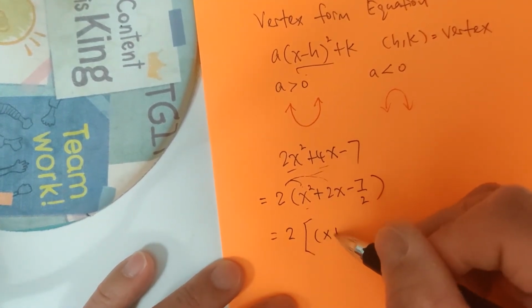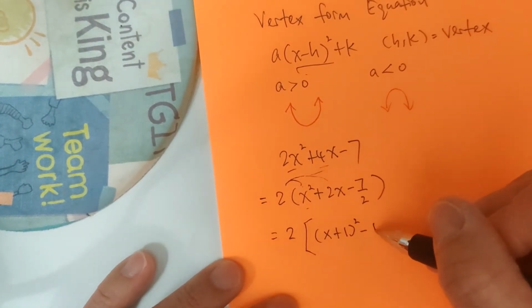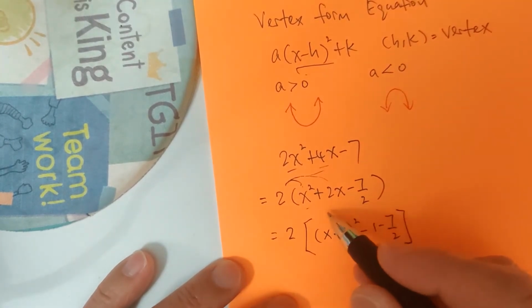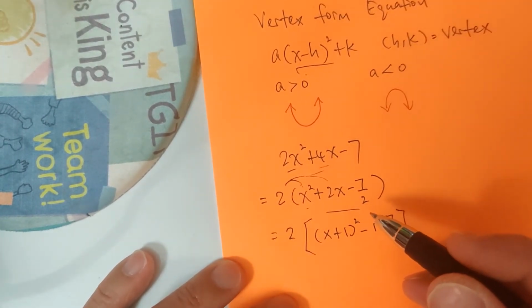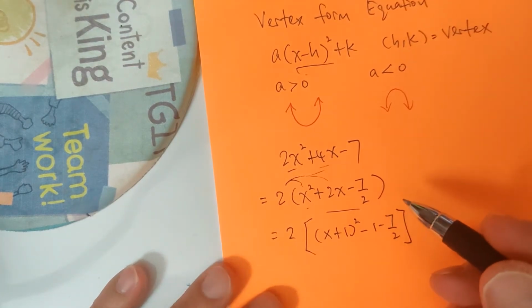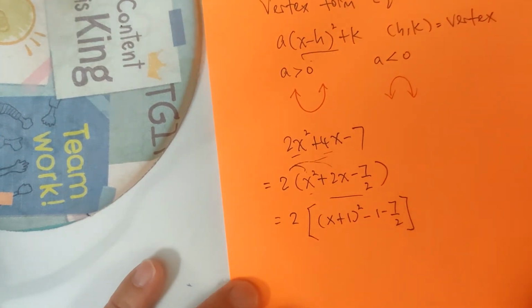(x plus 1) squared minus 1 minus 7 over 2. Okay, for this process you need to refer to my previous video that says how to complete the square. So I will advise you guys to look at that video before you come back to this.